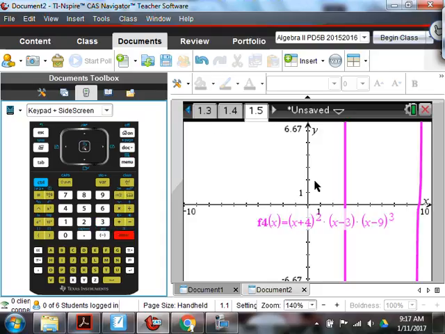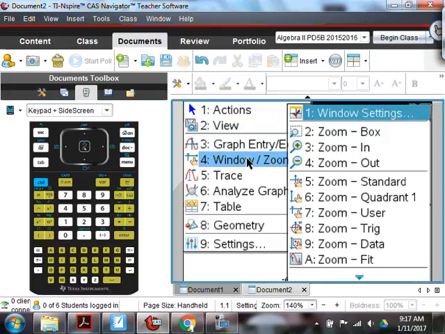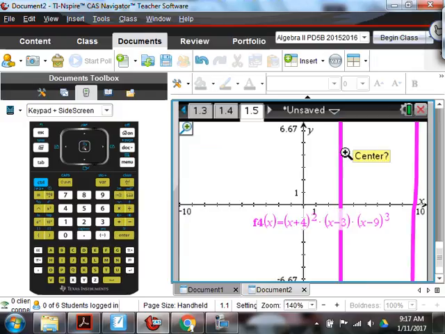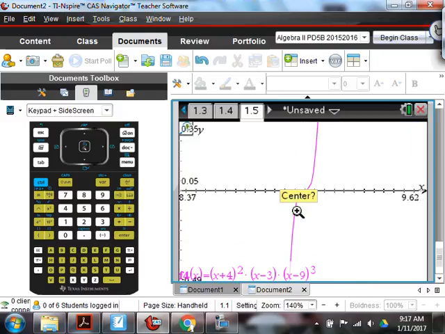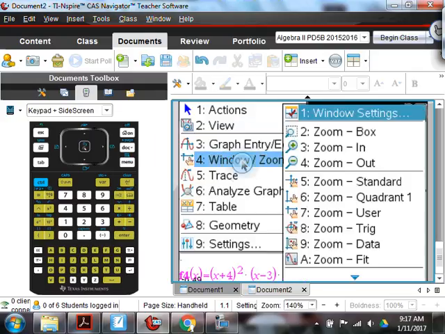You can see it kind of curves around the 9. Let's do a zoom box on that. Or I'll just zoom in right there. If I zoom in there, you can kind of tell, hey, it looks like a cubic function over there, doesn't it? Okay, menu, window, zoom.